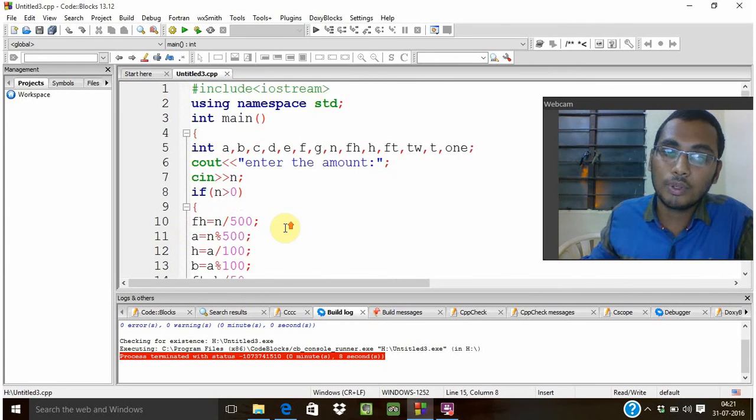So this is the program to calculate the number of 500 rupee notes, 100 rupee, 50, 20, 10, 5, 1 rupee notes when the amount is inputted to the program.